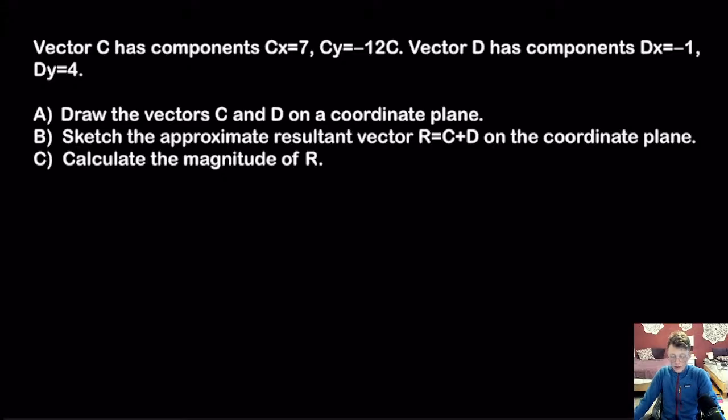We have vector C, we have vector D. We're told that vector C has components Cx is equal to 7, Cy is equal to negative 12, and vector D has components Dx is equal to negative 1, and Dy is equal to 4. Okay, so we're looking at this. We have these two vector components, and what they've done is they've broken these out into the x's and the y's. So if we're thinking about our coordinate plane, we're going to go ahead and draw these on there, which is the first thing that we're going to do. So here's our coordinate plane when it comes to our vectors.